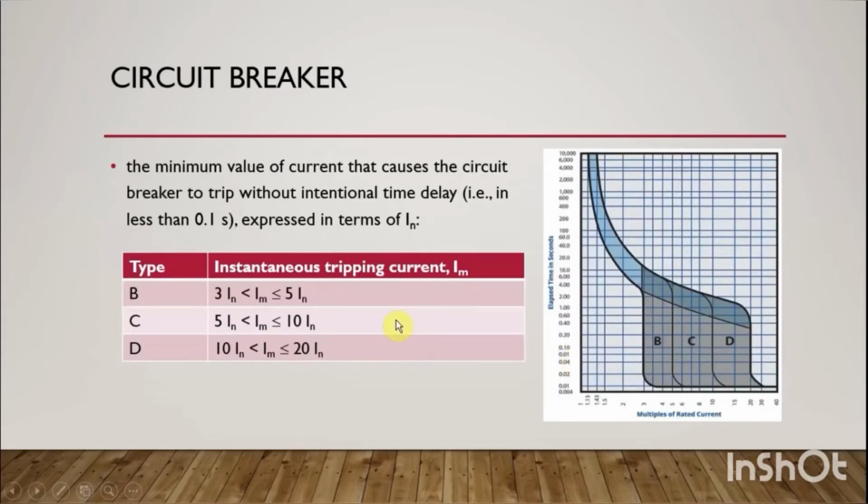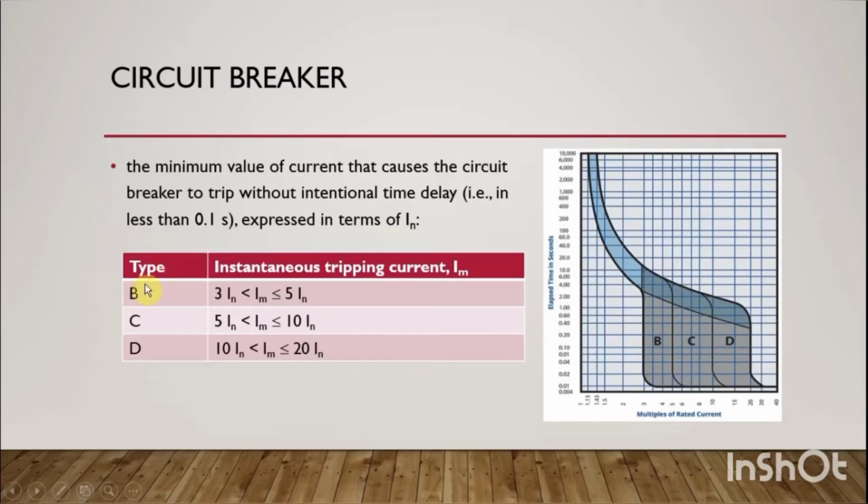The instantaneous tripping current is the minimum value of current that causes the circuit breaker to trip without intentional time delay, usually less than 0.1 second. And the instantaneous tripping current IM is usually expressed in terms of IN. That is, how many times of IN.